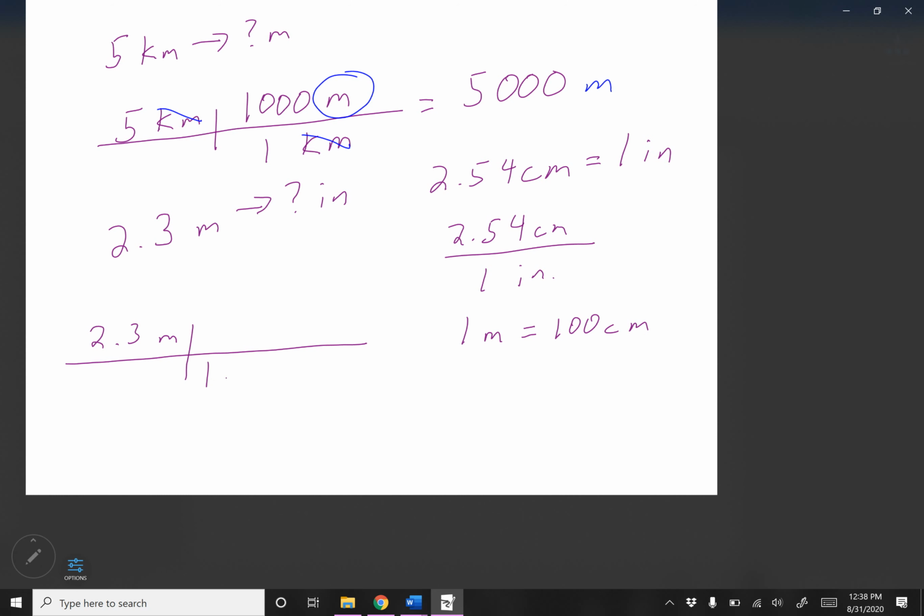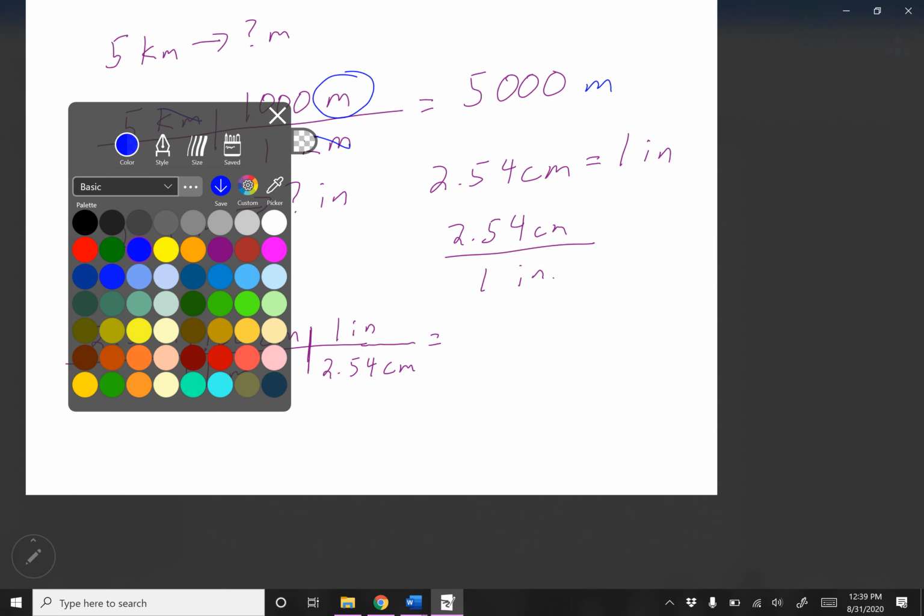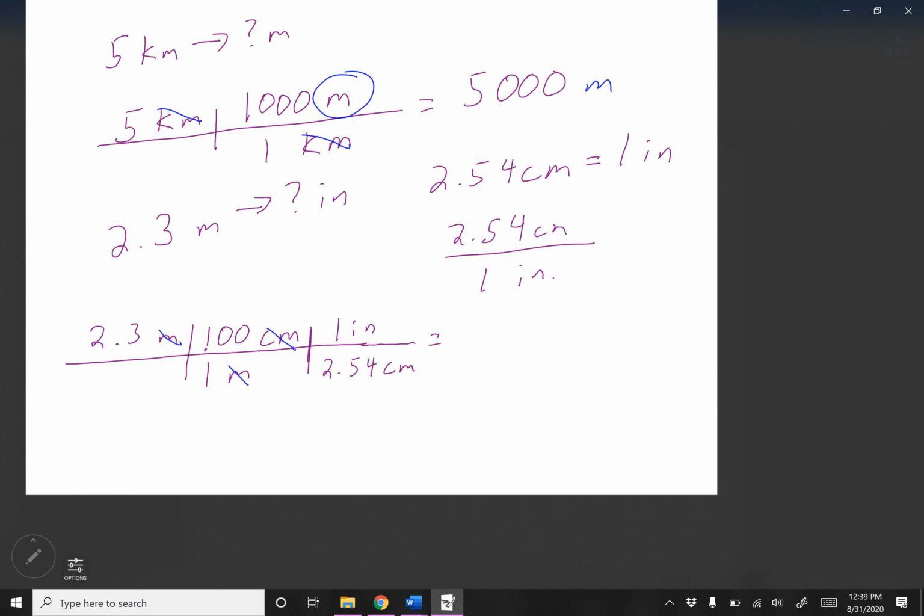Okay, so for every 1 meter, I have 100 centimeters. So this calculation would leave me with centimeters, but I want inches. So I'll put another one here, and I wrote down this conversion factor for centimeters to inches. So now I can write, for every 1 inch, there's 2.54 centimeters. And I'm going to erase this just for now, so we don't need it really anymore. Now I can check my units. Meters cancel with meters, centimeters cancel with centimeters, and I'm left with inches.